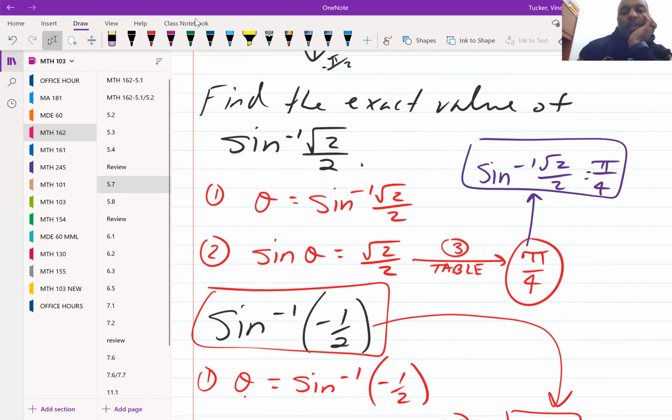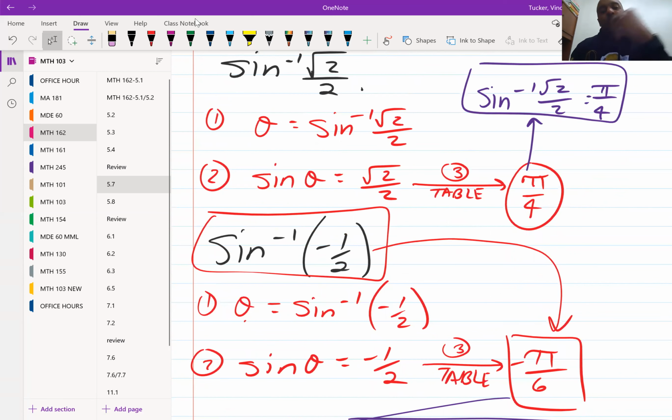All right, any problems before we look at the next one? All right, follow the same pattern. Theta is equal to sine inverse of negative 1 over 2. So that means sine theta is equal to negative 1 over 2. Then go to your chart, find negative 1 over 2. And we see that that's negative pi over 6. And so that's how we get the answer.